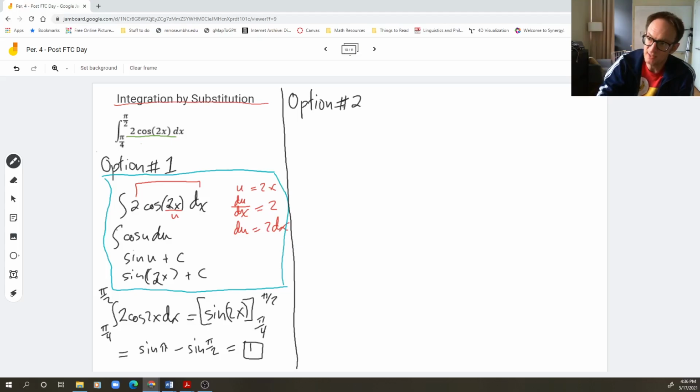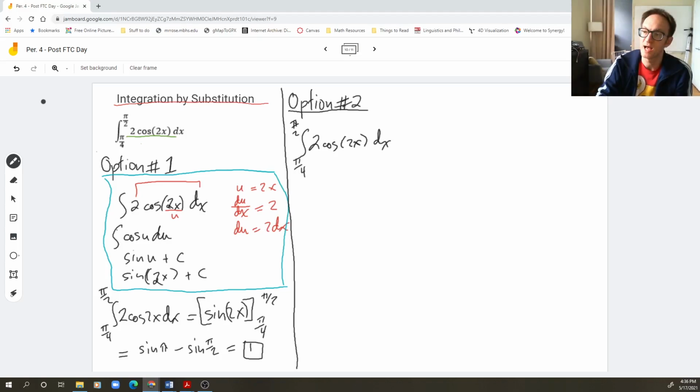Option number 2 is, instead of taking this detour into anti-differentiation, let's just perform our substitution on the integral itself. So this is integration by substitution, which really is kind of a separate thing, although it's very closely related. All right, what do I mean by this? Well, I have now pi over 4 and pi over 2. And, well, what are we going to do? Okay, let me just finish rewriting the problem. It's 2 cosine 2x dx.